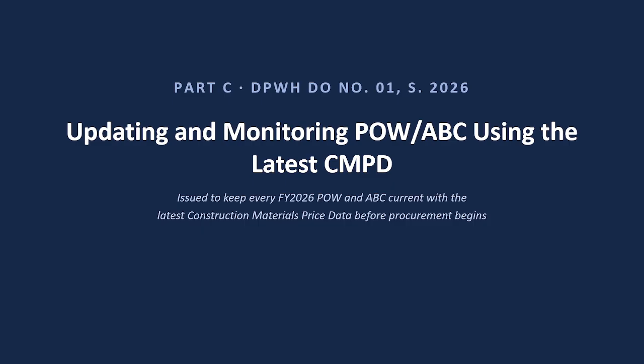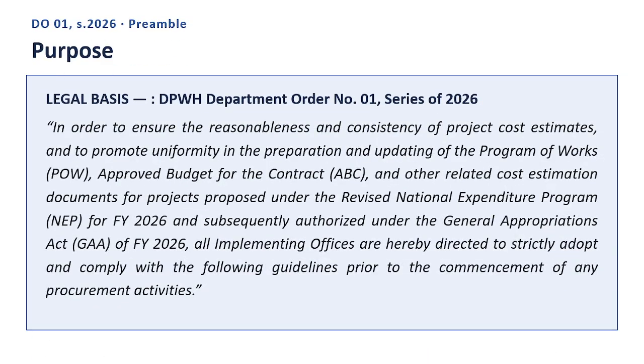Let's begin. Next slide. Purpose. Here is the legal basis, quoting directly from DPWH Department Order Number 01, Series of 2026. Quote. In order to ensure the reasonableness and consistency of project cost estimates, and to promote uniformity in the preparation and updating of the Programme of Works, POW.